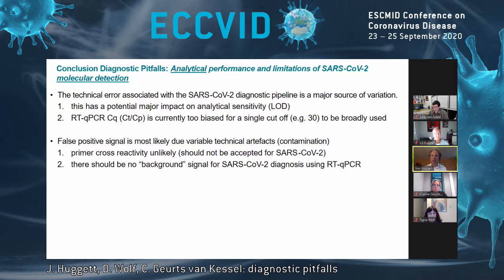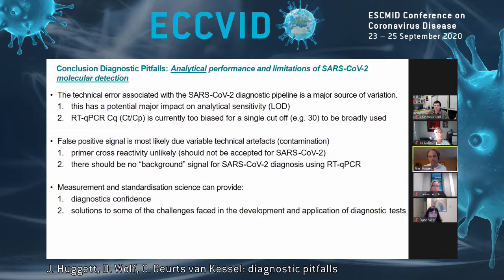False positive signals are most likely to be due to variable technical artifacts, contamination being a prominent one, baseline drift. These are all issues that should not be accepted in a specificity measure as a false positive. We should be working around them. Primary cross-reactivity is really unlikely when measuring SARS-CoV-2 and arguably should not be accepted. There should be no background signal when measuring SARS-CoV-2 diagnosis using RT-qPCR. But measurement standardization science can provide diagnostic confidence through the birth of AQAs and the work we're doing, and solutions to some of the challenges faced in the development and application of these diagnostic tests.